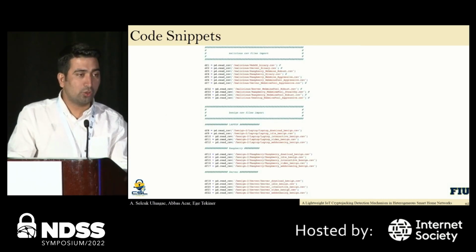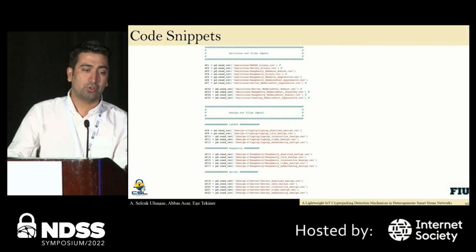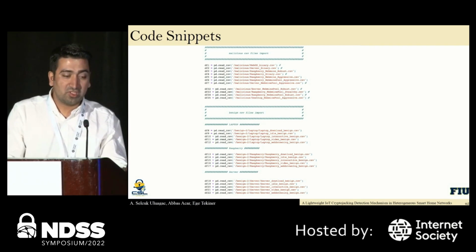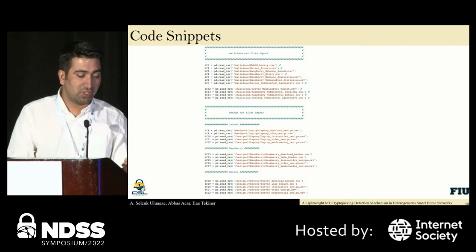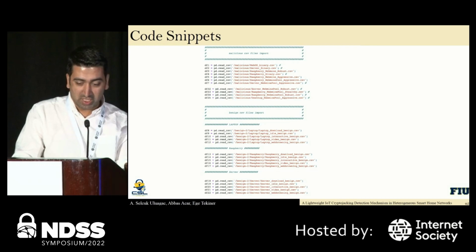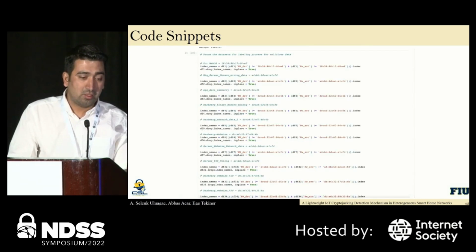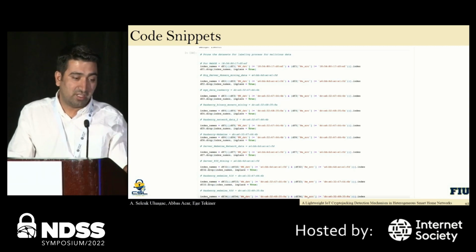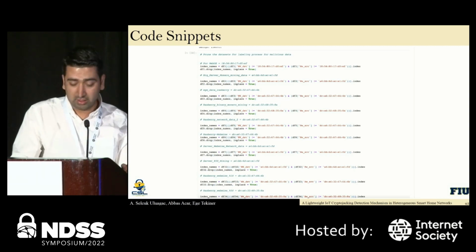We shared all the code and data on GitHub, and I wanted to show some code snippets for how the data can be used. This is Python code, and for example, here we show how to include all these data sets that we have. And here we show we use the MAC addresses as an identifier for each device.